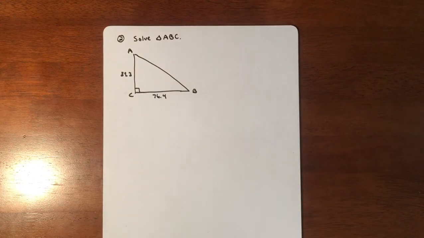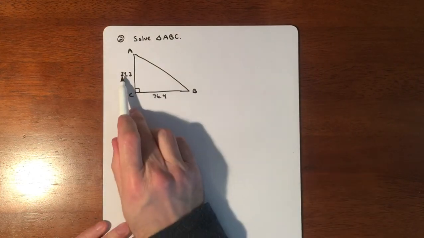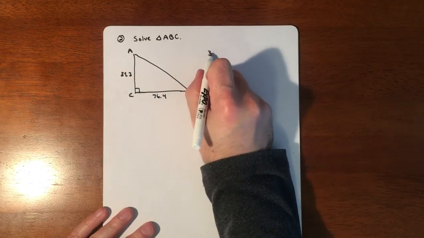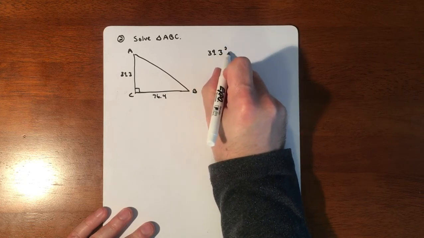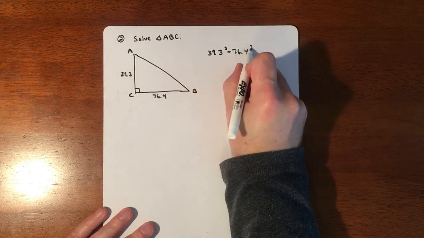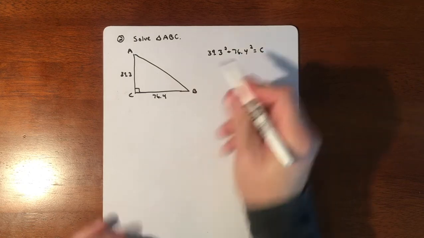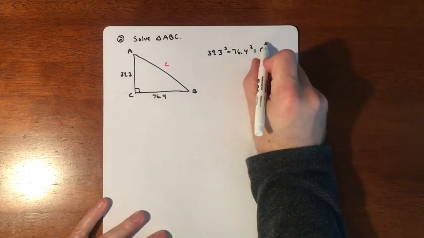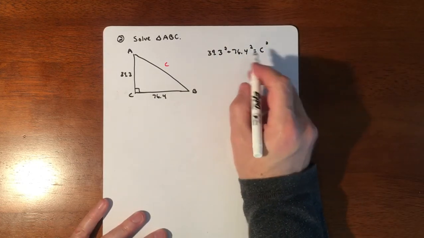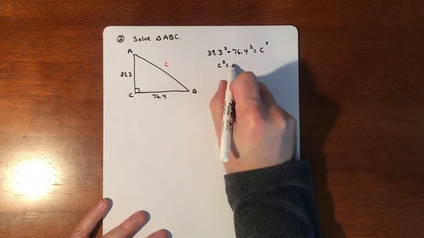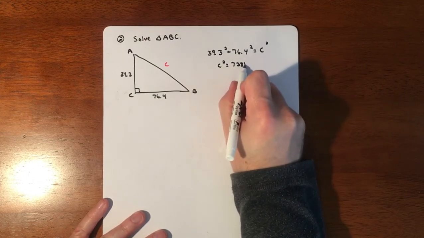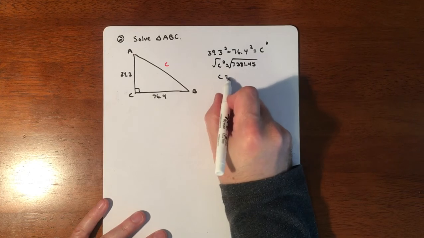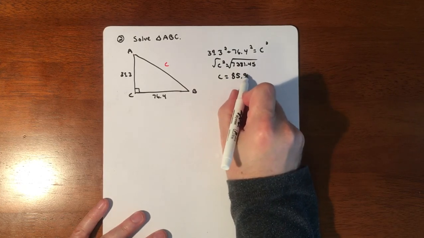So if we have this triangle, we don't have anything about the angle, so we're going to do Pythagorean theorem to figure this out. 39.3 squared plus 76.4 squared is going to equal little c squared, because we're missing little c. If we add that together, c squared is going to equal 7381.45. We'll square root both sides. So c equals 85.9.